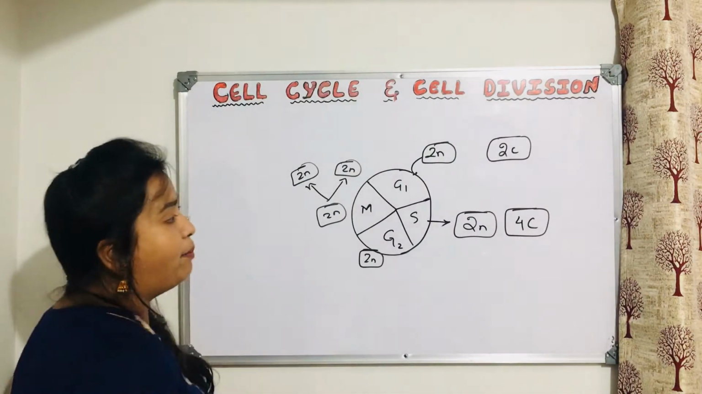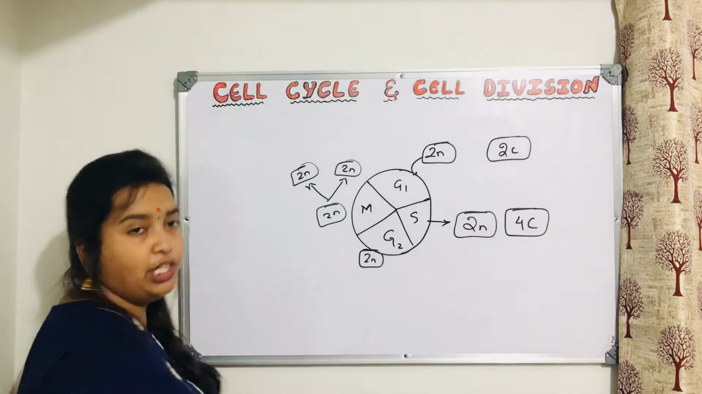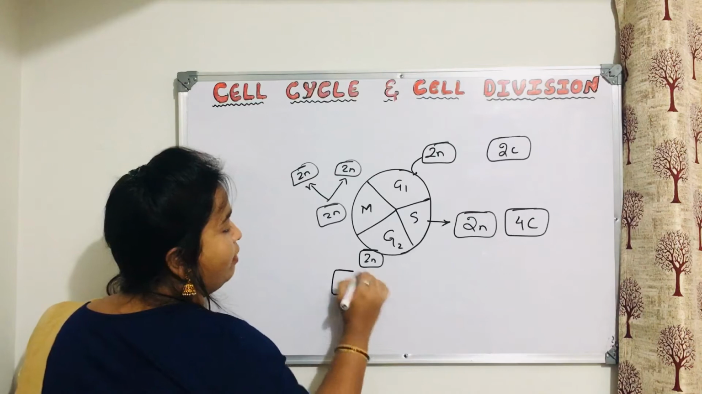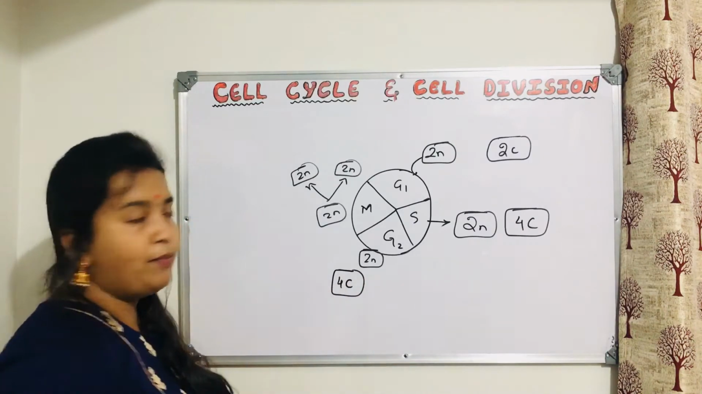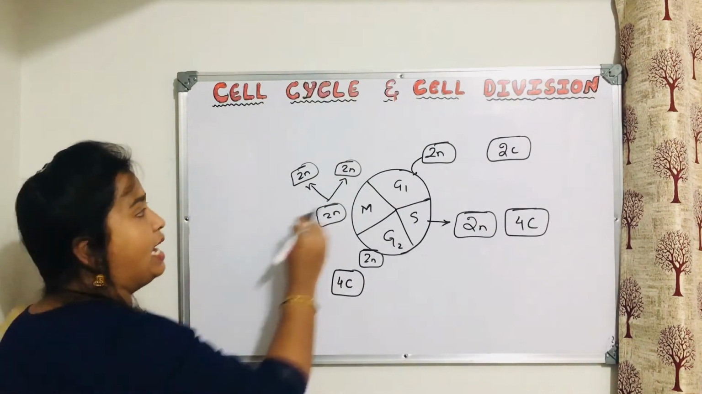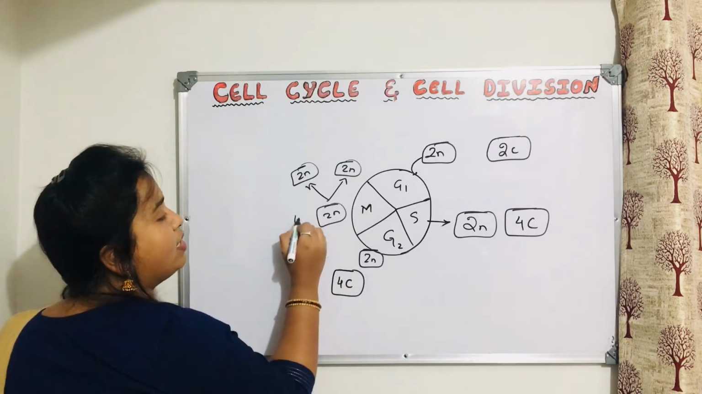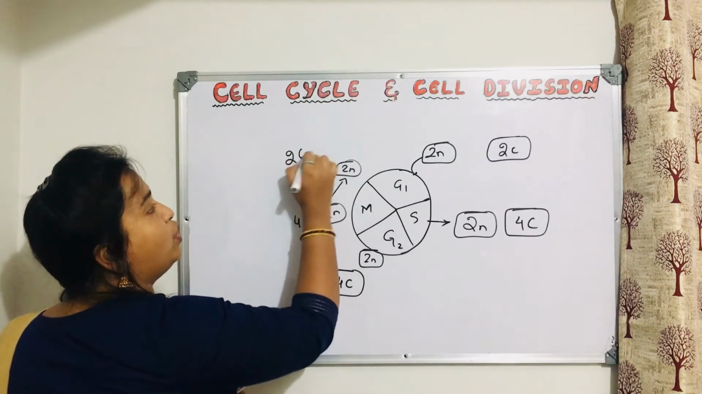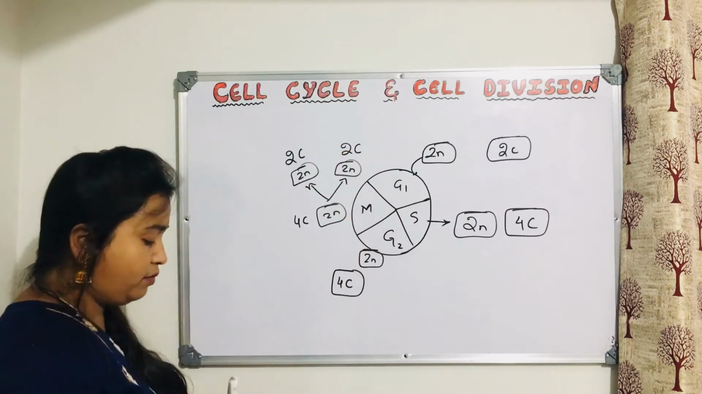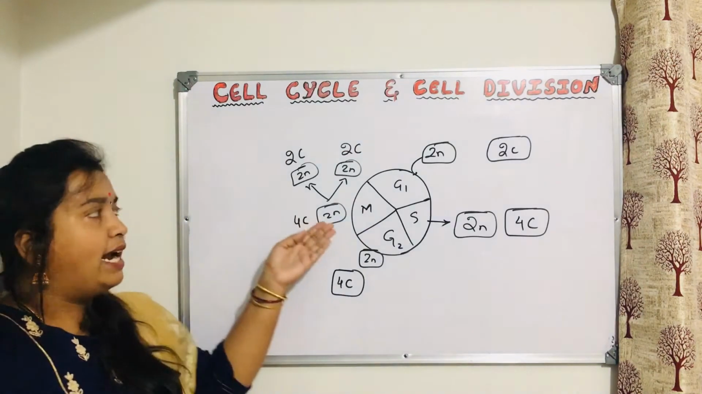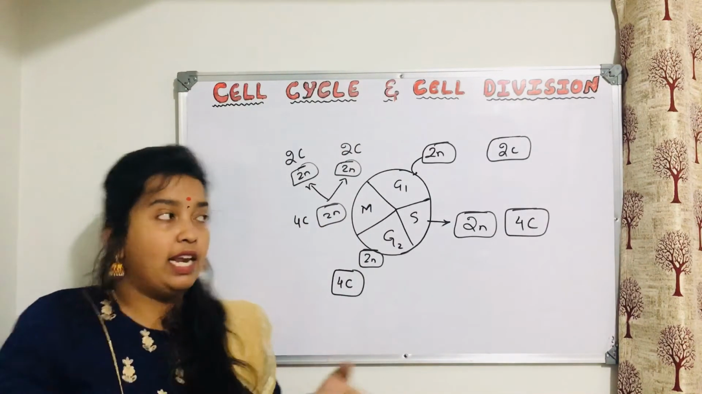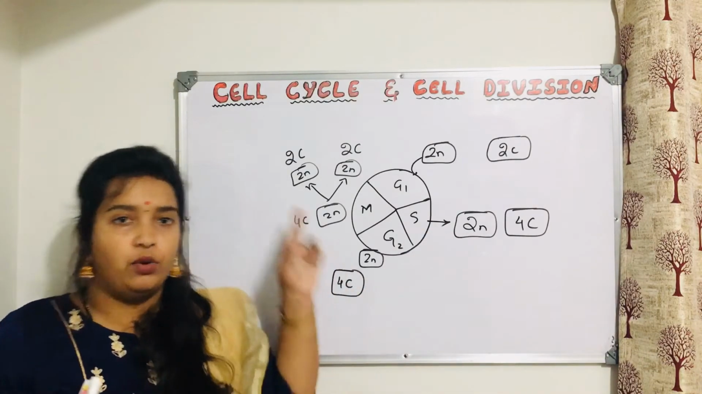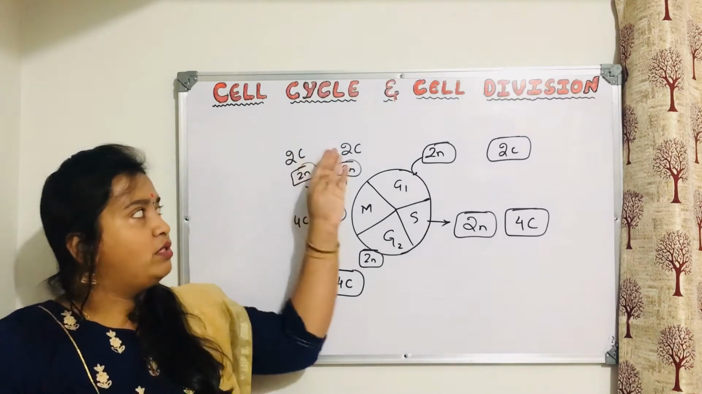Then once it reaches the G2 phase, the amount of DNA will also be 4C. But once its division is done, the daughter cells will have 2C and 2C. Clear? Because division is done. The amount of DNA was doubled because it needed to be divided into two daughter cells, so that is why it became 2C and 2C again.